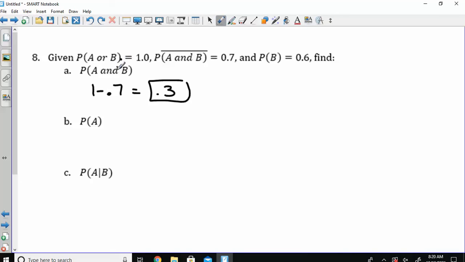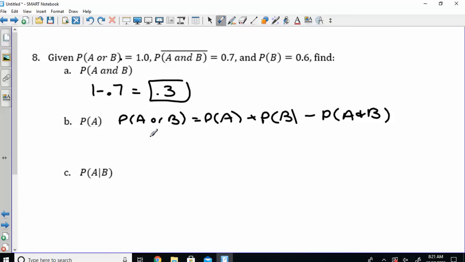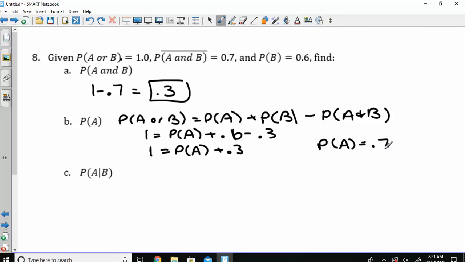So the probability of A, we need a formula. I have the "or", I have the "and", so I'm going to say probability of A or B equals probability of A plus probability of B minus probability of A and B. So if we plug in, A or B is 1, probability of A we are trying to find, probability of B was 0.6, and we already found probability of A and B in part A was 0.3. So if you subtract over your 0.3, probability of A is 0.7.